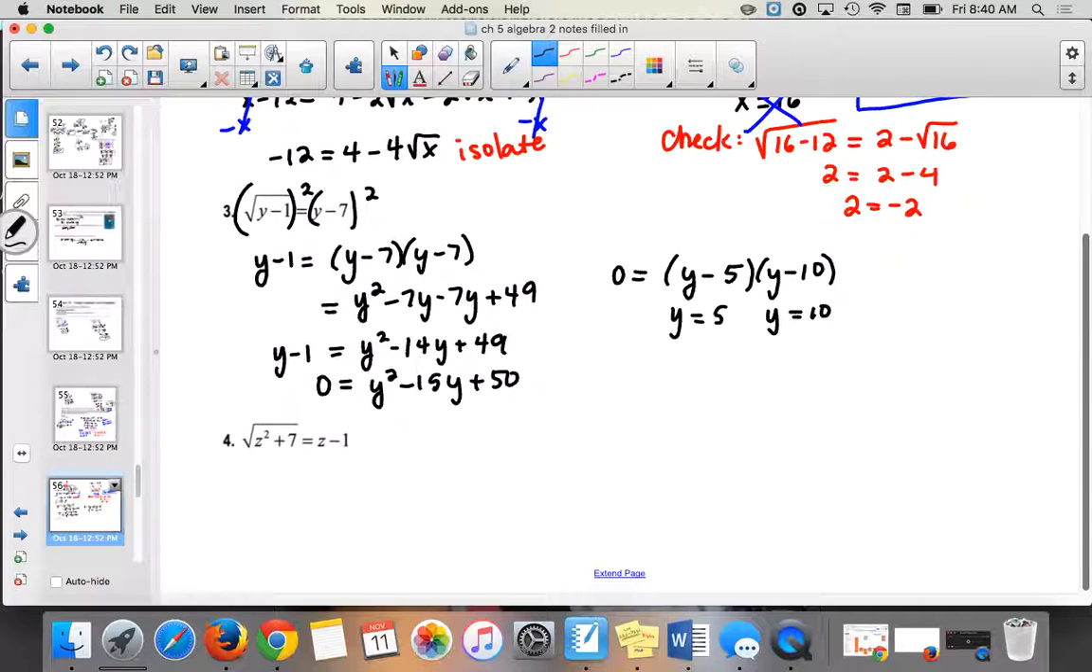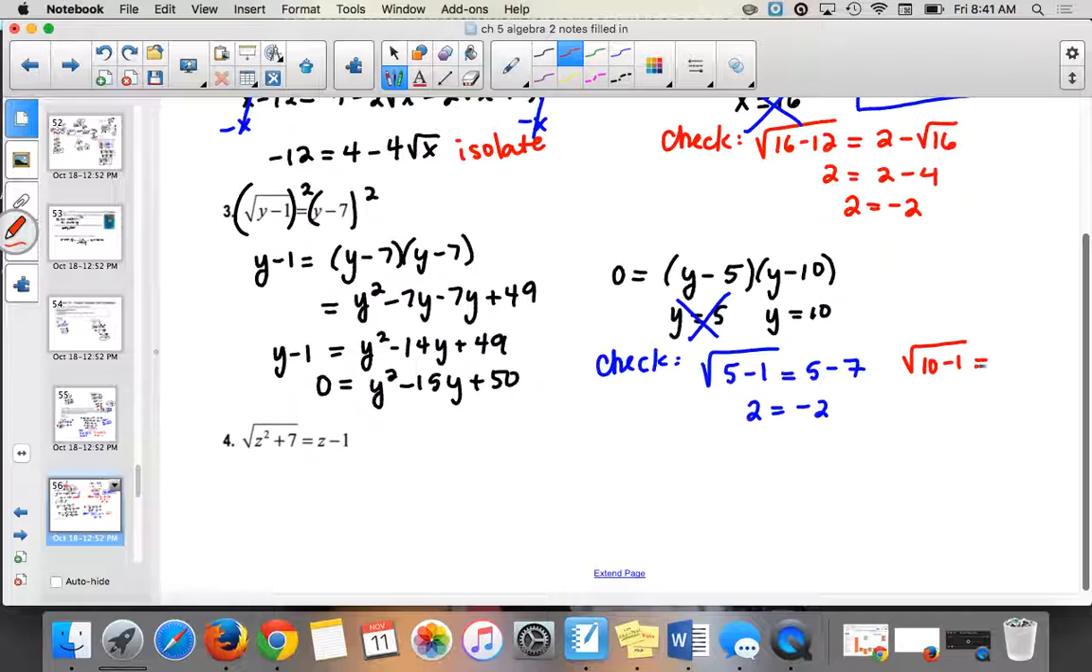Do they both work? Let's see. If we check in the original, and we try 5, we have the square root of 5 minus 1 equals 5 minus 7. So we get the square root of 4, which is 2, is equal to negative 2. So that one doesn't work. Then if we try 10, we have the square root of 10 minus 1, which is 3, right? Square root of 9 is 3. And then we have 10 minus 7, which is also 3. So we get 3 equals 3, so that one does work. So sometimes both answers work, and sometimes neither answer works. You never know. You have to check them.